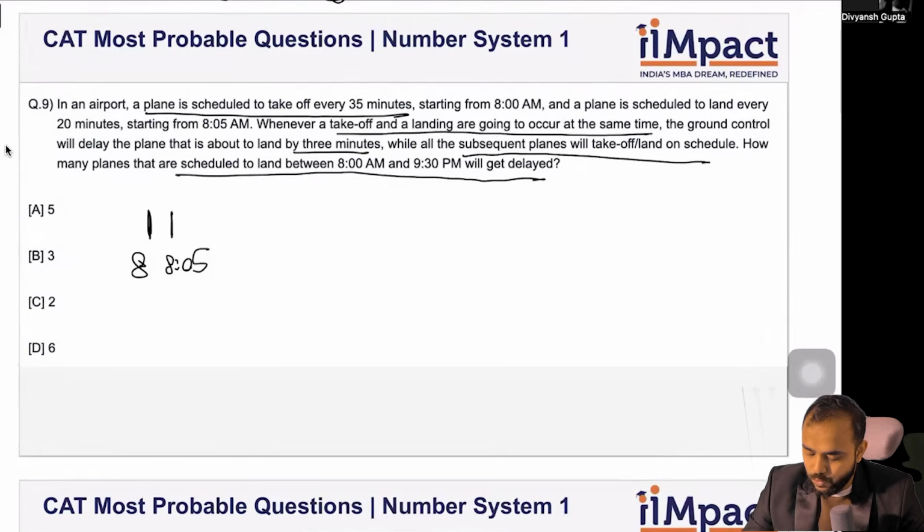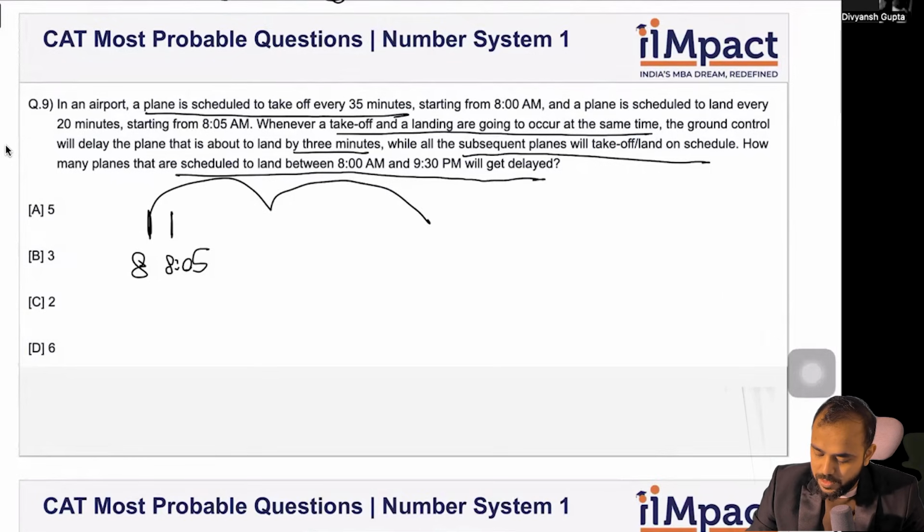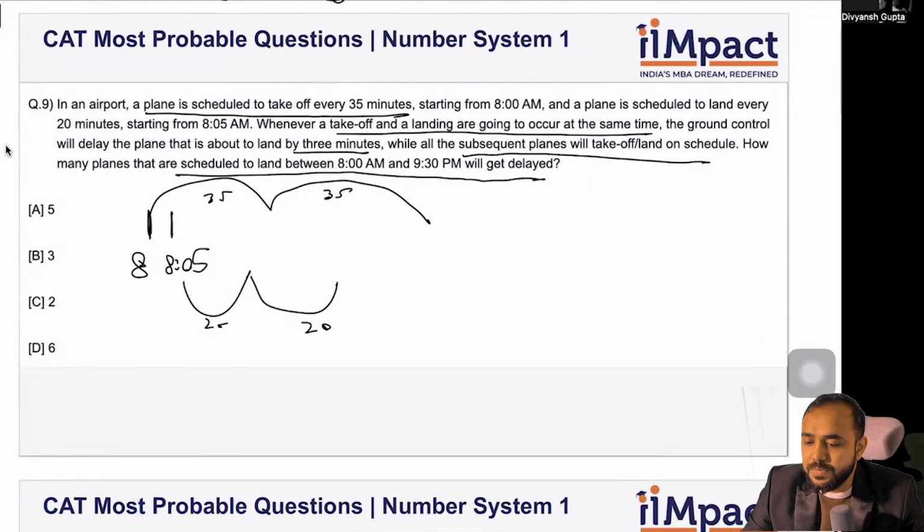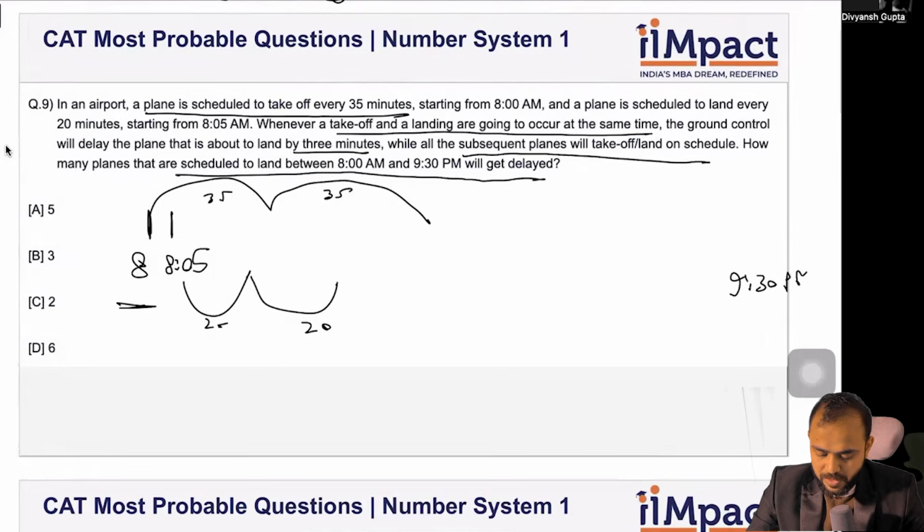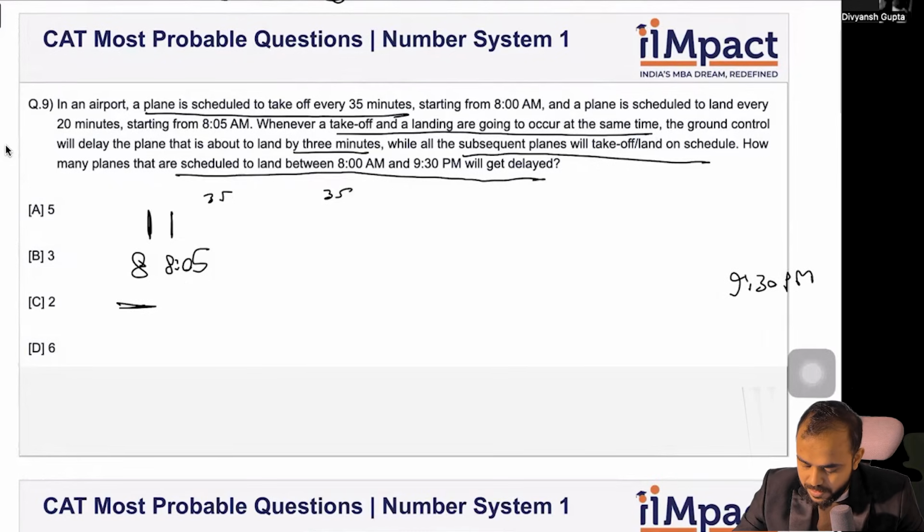So basically we have to find how many times this series of 35 minutes and this series of 20 minutes overlap between 8 a.m. and 9:30 p.m. So we will first try and find the first time this coincides. Because the landing is starting at 8:05 and every 20 minutes a plane will land, the landing times will always have 5 in the minutes configuration. So it will be 15, 25, 35, 45, but it will never have a zero there.